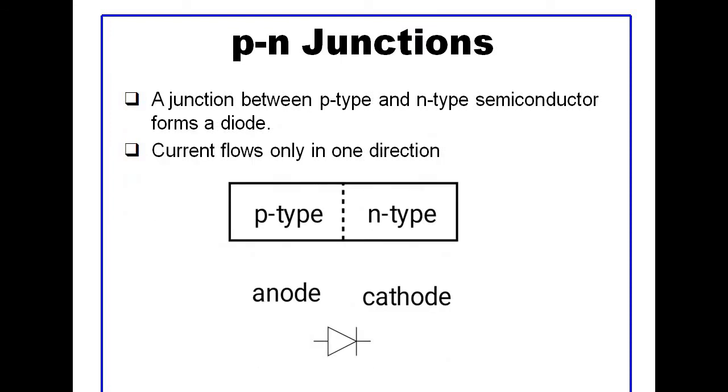The second basic thing we need to know is about a p-n junction. We know very well what a p-n junction is. It is a junction between a p-type and an n-type semiconductor, which forms a diode. When the voltage of the p-type semiconductor, called the anode, is raised above the n-type cathode, the diode is forward biased and current flows. In the other case, when the anode voltage is less than or equal to the cathode voltage, the diode is reverse biased and current does not flow.